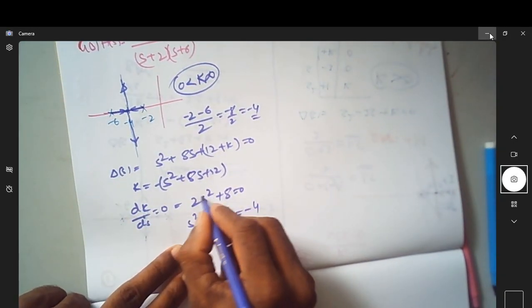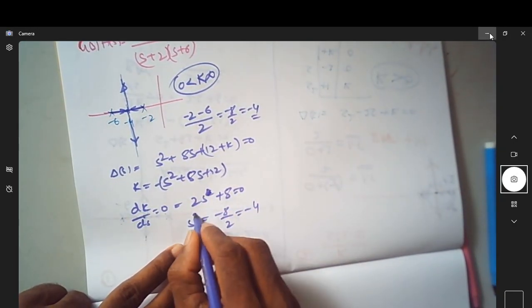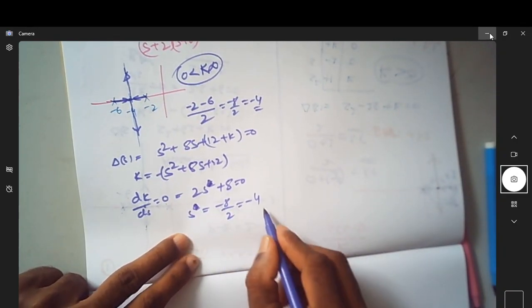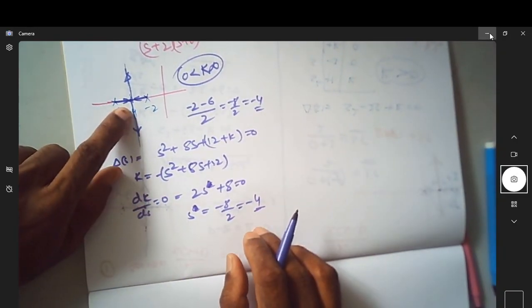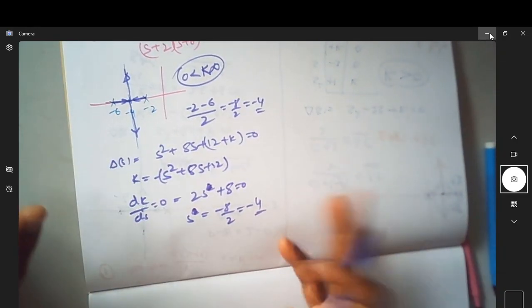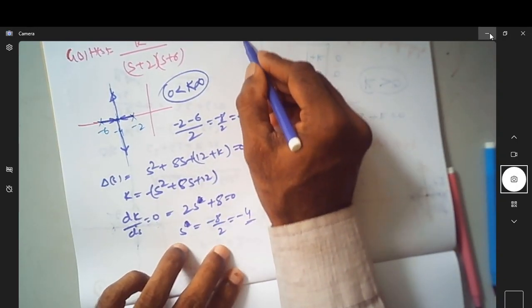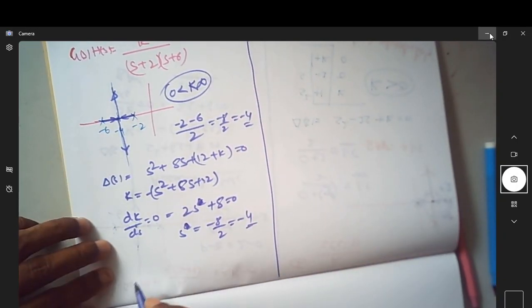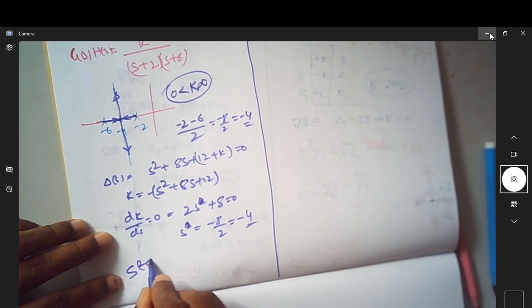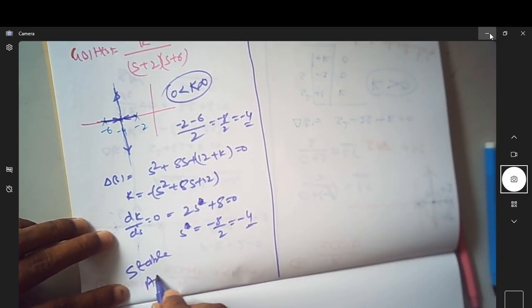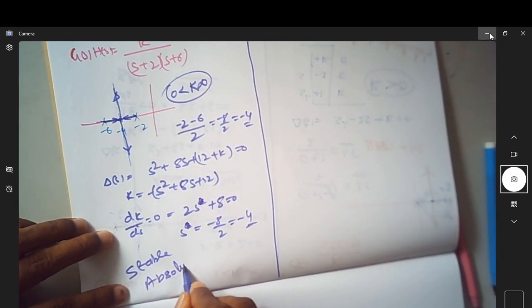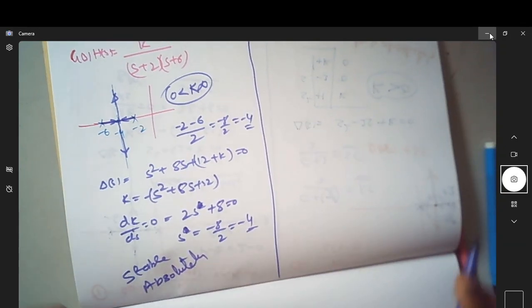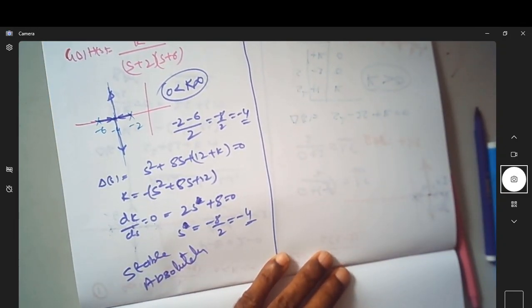Sorry, this is not s square. This is 2s plus 8. So is it not minus 4? Are you not getting the breakaway point as minus 4? That's it. So it is as simple as that. So the system is stable. It's not simply stable, it is absolutely stable. Absolutely stable. Let us get the next one.